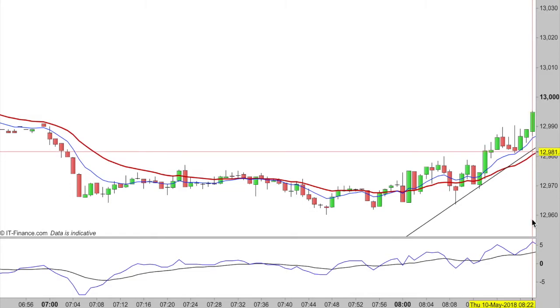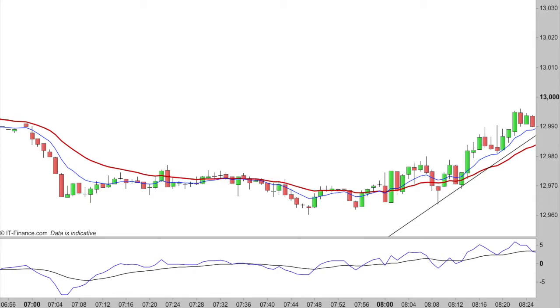So, possible trend line there, and the market continues going up. Now this is a good opportunity. The market's come down to just about the 8 EMA level. It's just below 13,000, at the 12,990 level, and the 13,000 level being a round number, it's a good target point to potentially take profits.